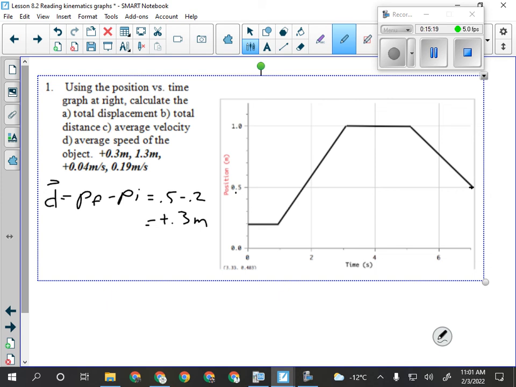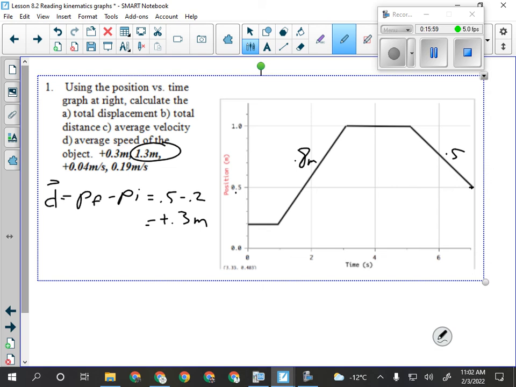If I want to find the total distance traveled, now I've got to figure out how far it goes in each section of the graph, because distance is scalar, it doesn't care whether I backtrack or not. It doesn't go anywhere during the first second, but then I go from 0.2 to 1. So that's 0.8 meters. Then we don't go anywhere because it's stationary. And then it goes from 1 down to 0.5. So 0.8 plus 0.5 is going to be 1.3 meters in total. Okay, we're all right with that?